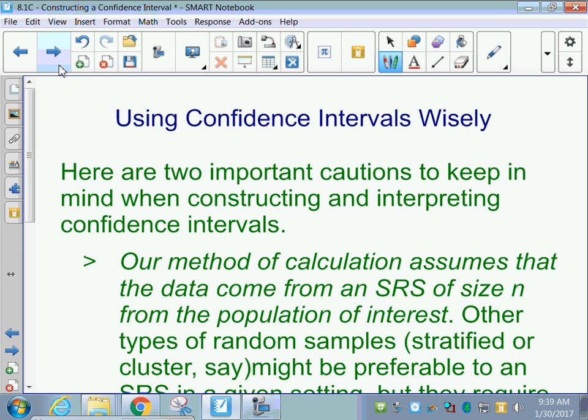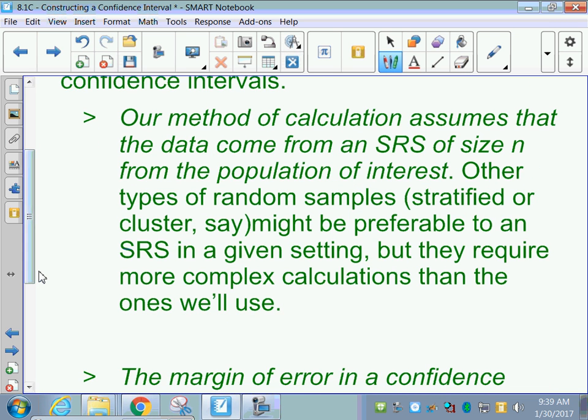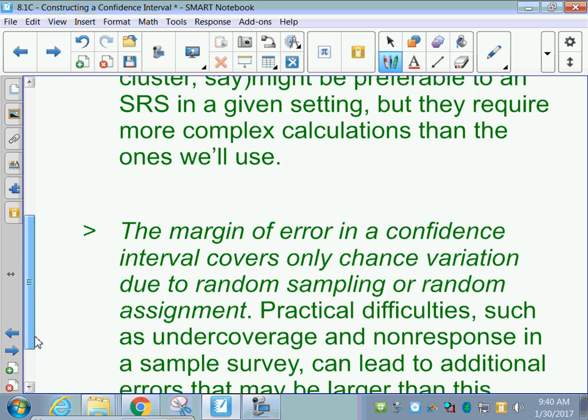All right, some important cautions to keep in mind. Our method of calculation assumes that the data comes from a simple random sample of size n from the population of interest. So we talked about other kinds of random sampling, the stratified and the cluster. We aren't going to do that because those are too complex for us. All right. So everything we do, we are assuming simple random samples, or we have to know that. I guess we don't assume it. We have to know that. So make sure that's true when you are doing confidence intervals.